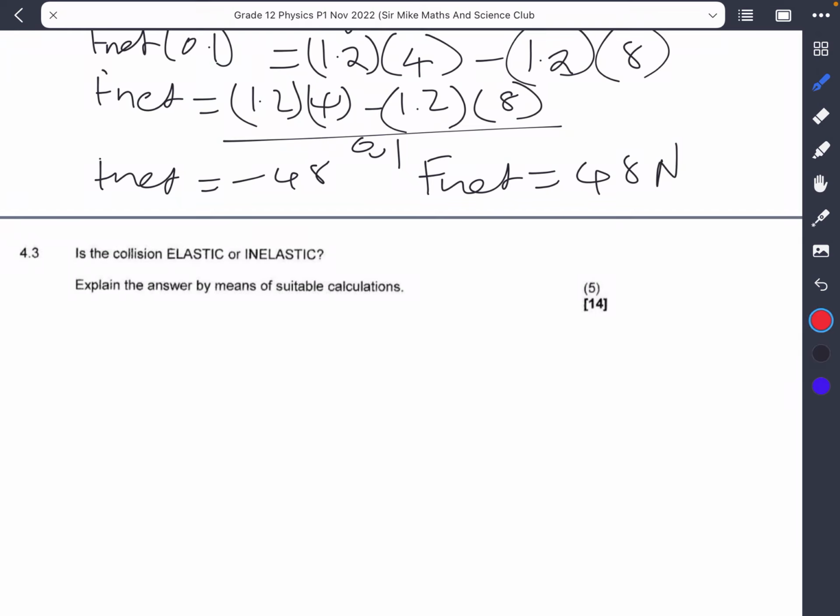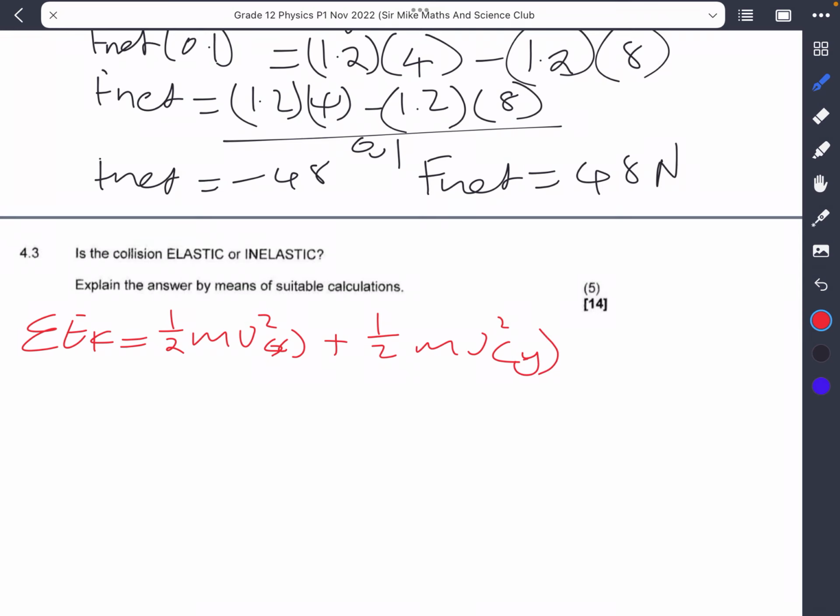So of course, what we have would be the sum of EK equals half mv squared for trolley X, plus half mv squared for trolley Y. In this case, I'm just going to calculate the sum of the kinetic energy of the system before collision. So this would be initially.